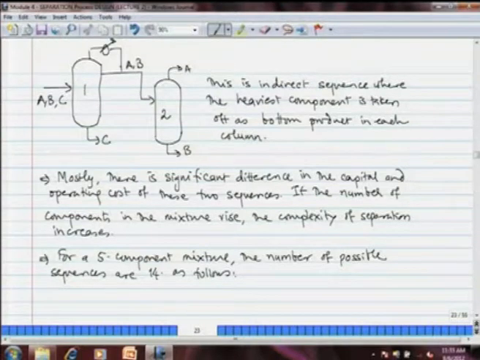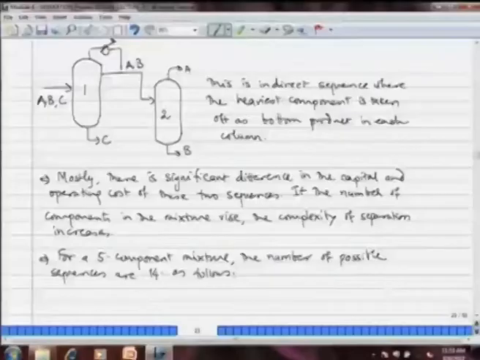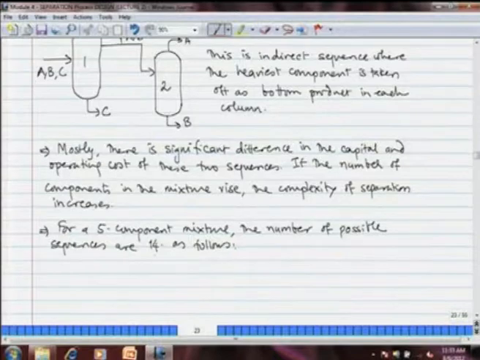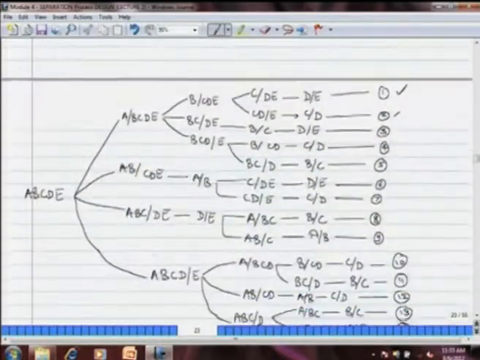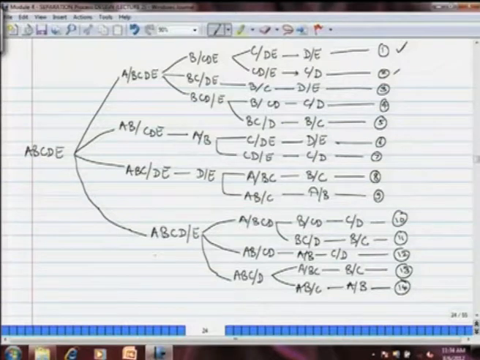If the number of components in the mixture rises, then the complexity of separation also increases. We then have many possible sequences of separation. I have given here a typical example in which a 5 component mixture is considered. We have 5 components A, B, C, D and E, and for this purpose we can have 14 different sequences as shown. We have A, B, C, D, E being split in a complete direct sequence, A being separated from B, C, D, E, then B being separated from C, D, E, then C being separated from D and E, and then D and E being split in the 4th column. In each sequence you will see that 4 columns are required.